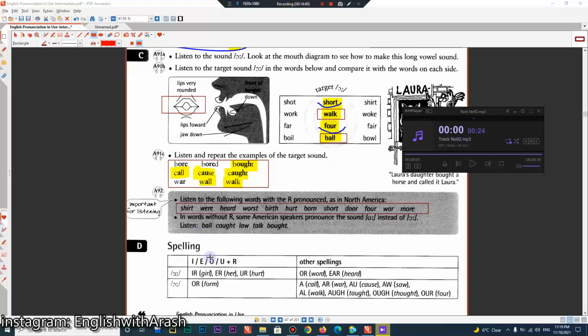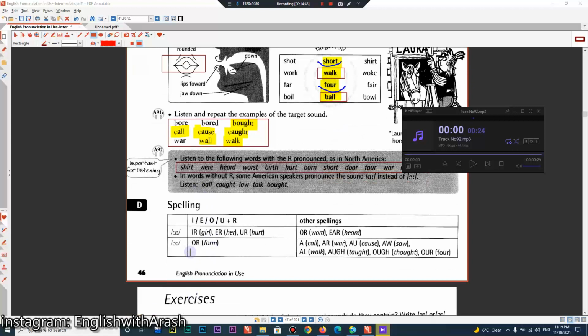So let's go to the spelling rules. Here it says for this sound, the A sound, like shirt, and for this sound, the O sound, like short. IR can have the A sound, for example, girl. ER can have the A sound, her. UR is another one. OR also, like work. And EAR like heard. Alright?